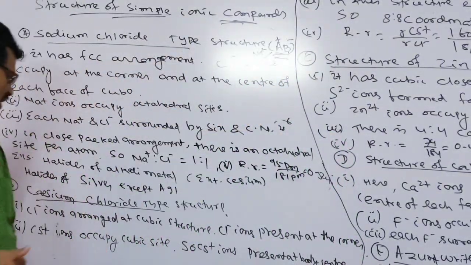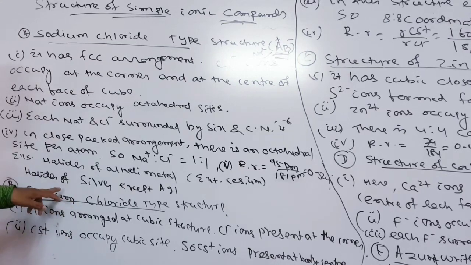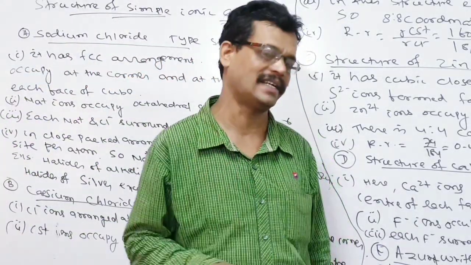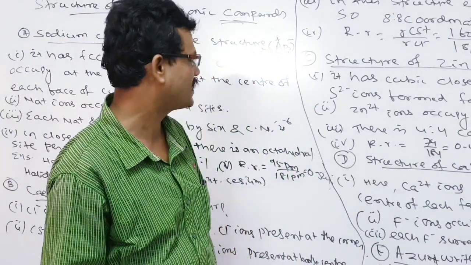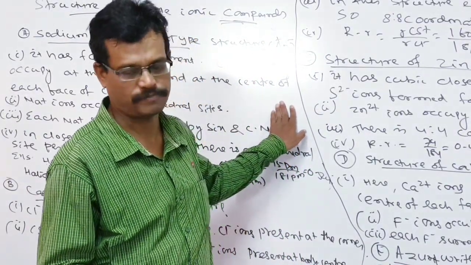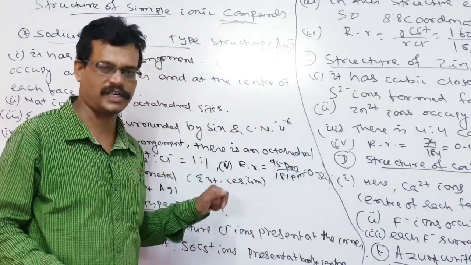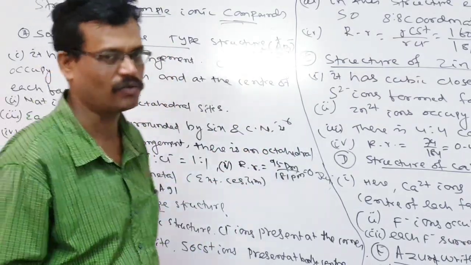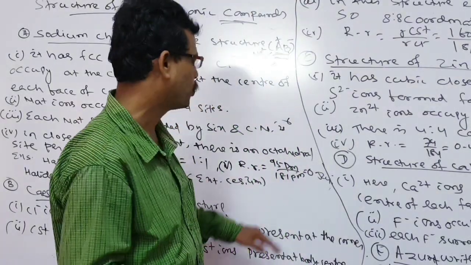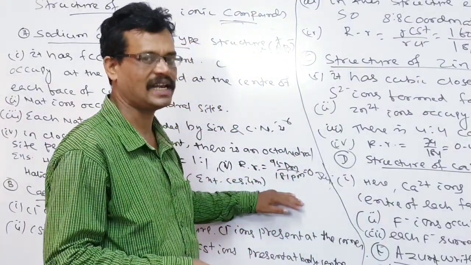Besides the alkali metal halides, halides of silver also, except silver iodide, leaving iodide: silver chloride and silver bromide, all halides of silver, can also exhibit this type of sodium chloride structure. So this is the first type, which is commonly found in maximum ionic compounds. Okay, and its characteristics are like this.